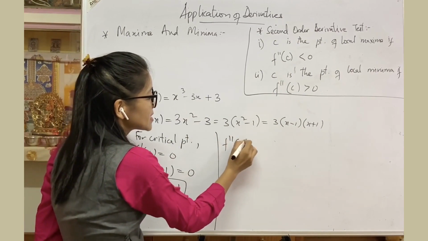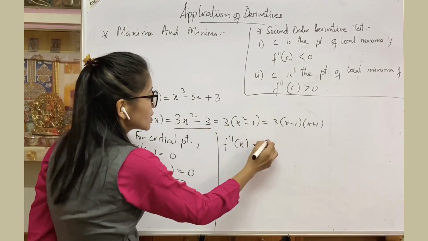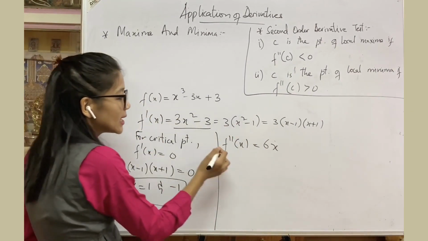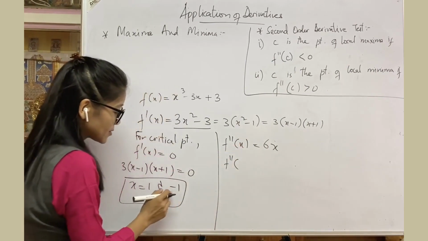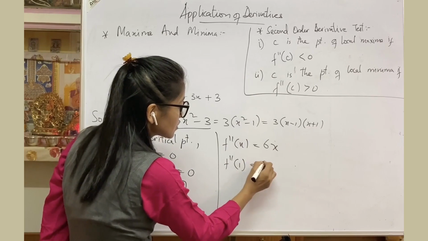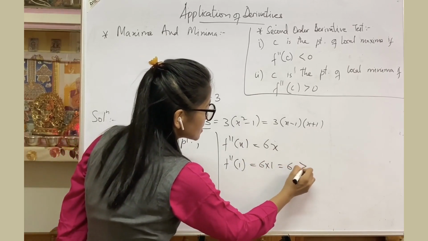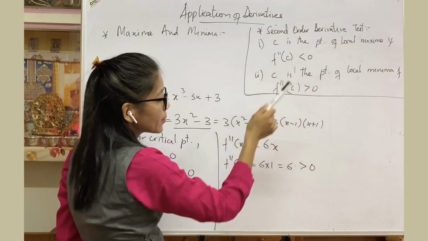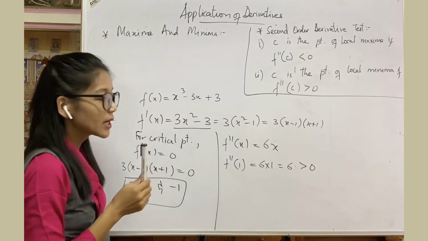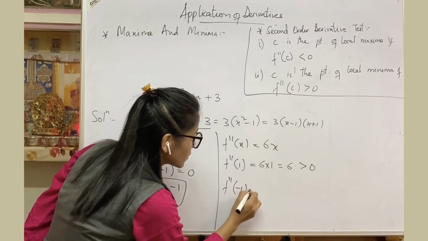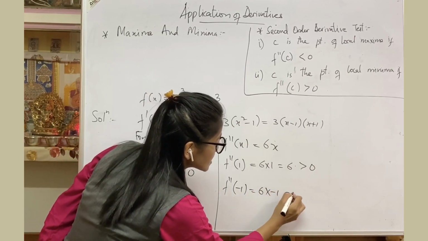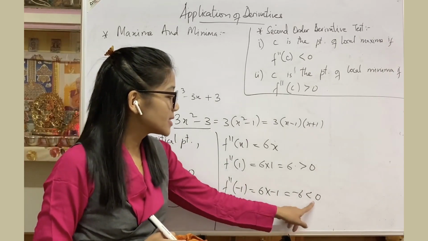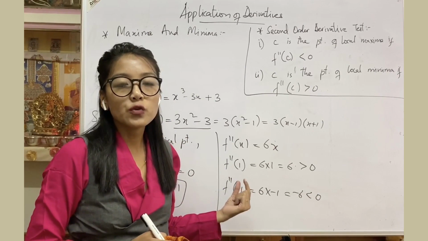So f double dash x is equal to, you differentiate this, so that is 6x minus 0, which is 6x. Now you check f double dash x, at first at 1. This is equal to 6 into 1, which is 6, and that is positive. If f double dash is positive, then this is the point of local minima. So 1 is the point of local minima. Then you find the sign at negative 1: 6 into negative 1 is negative 6, which is less than 0. So f double dash is negative, and negative 1 is the point of local maxima.